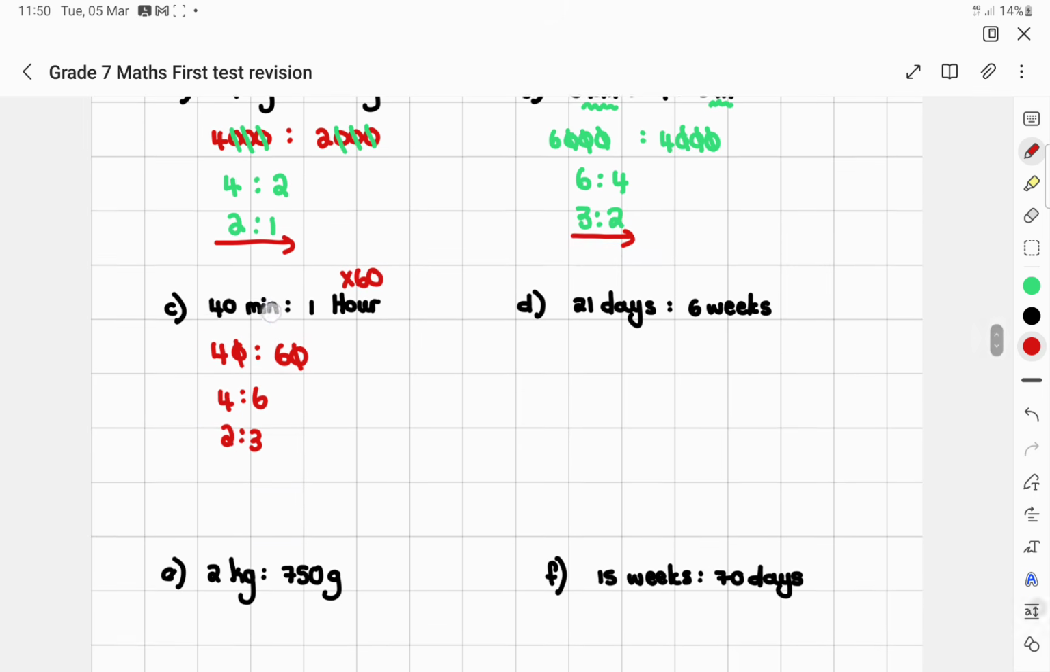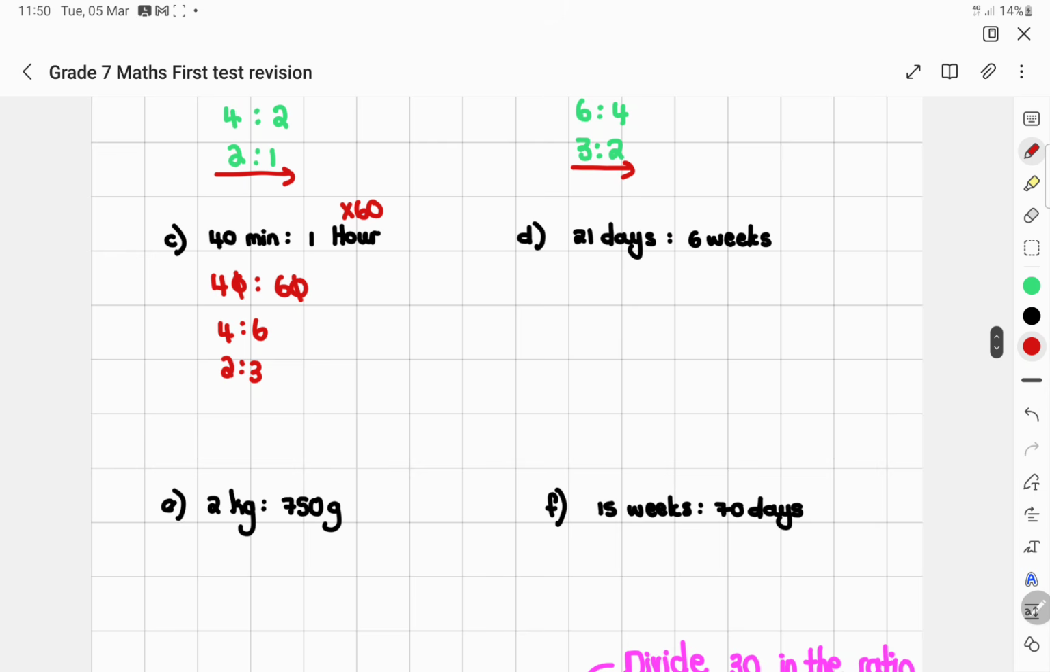First one, second one. Okay, so 21 days, 2 weeks. So we take the bigger one, 6 weeks has got 7 days each. So I times it by 7, which gives you 42 days. So it's going to be 21 to 42. And if I divide by 21 on each side, I'll get 1 to 2.